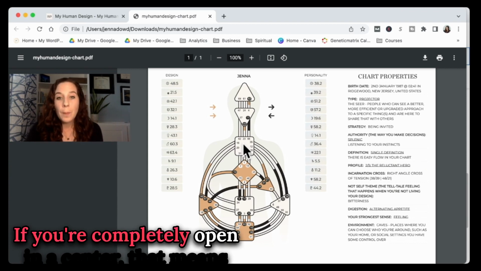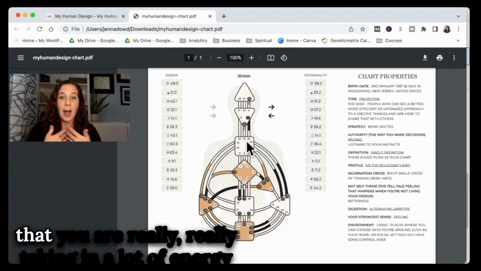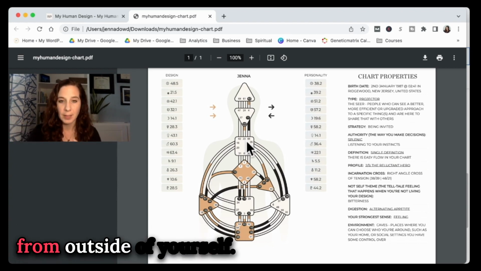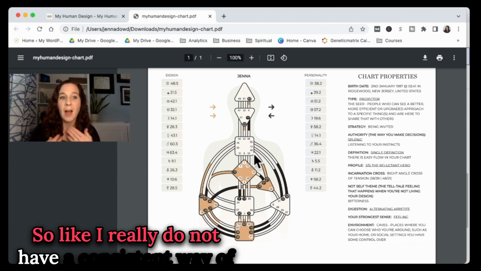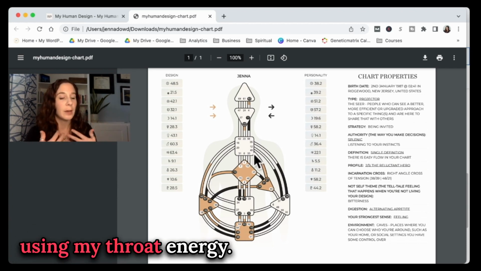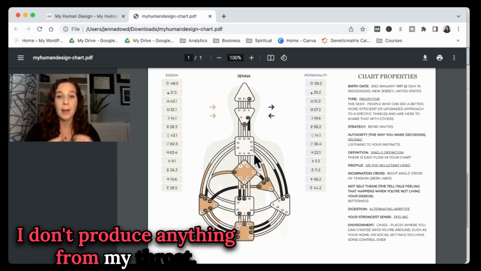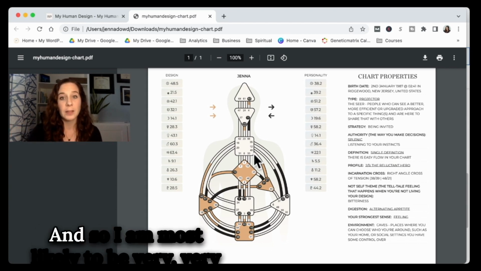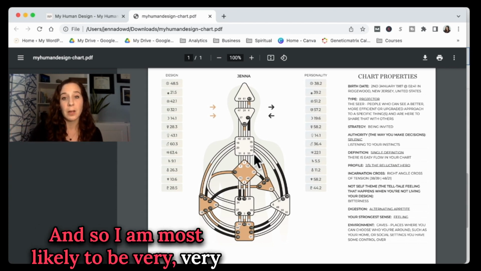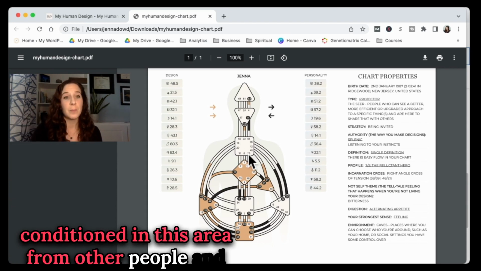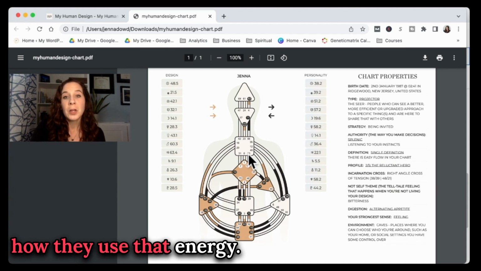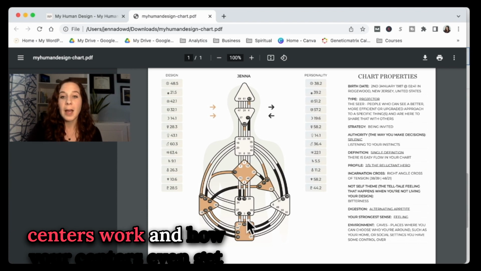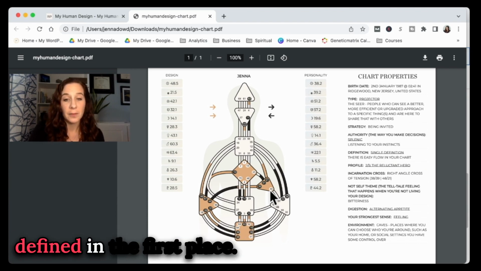If you're completely open in a center, that means that you are really, really taking in a lot of energy from outside of yourself. So I really do not have a consistent way of using my throat energy. I don't produce anything from my throat. I'm really taking in all of the energies from around myself. And so I am most likely to be very, very conditioned in this area from other people and how they use that energy. So that's just a brief synopsis of how your centers work and how your centers even get defined in the first place.